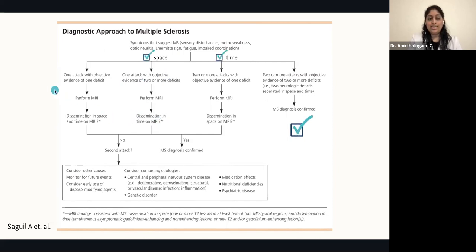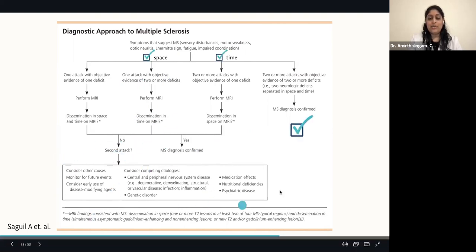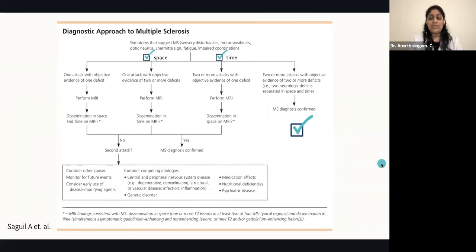And when we have only 1 attack with objective evidence of 1 deficit, we would need to perform an MRI to confirm if there's both dissemination in space and time. If we get a positive result with our MRI, we can stop there because the diagnosis is confirmed. However, if we're still not able to form a diagnosis, we can wait for a second attack and at the same time consider other causes such as medications, psychiatric diseases, and genetic disorders. These are all things to think about as well.